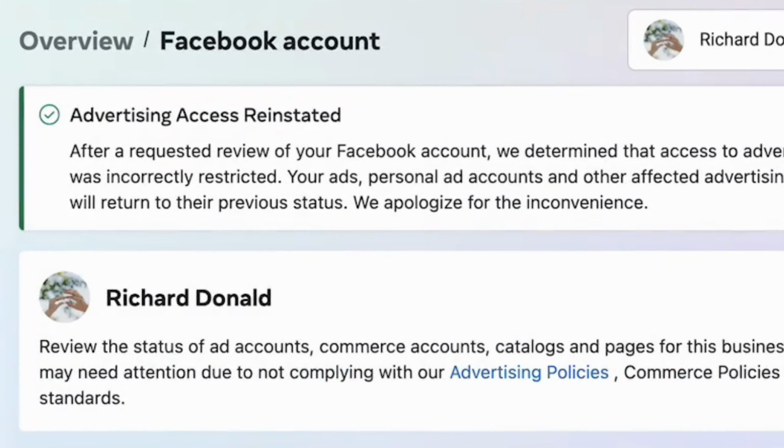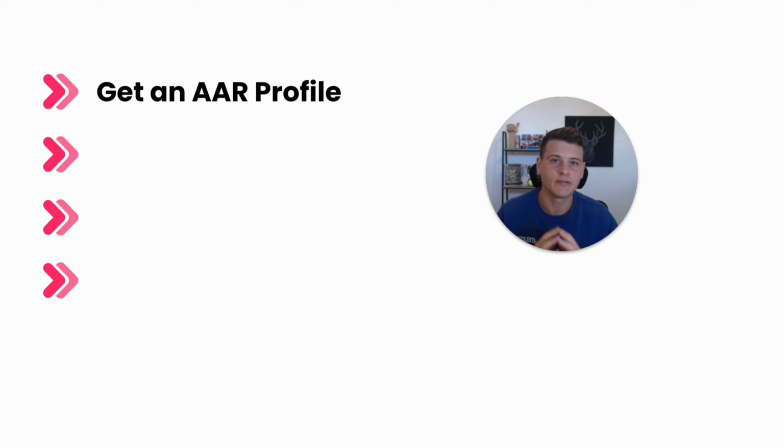Alright, so the first thing that we need for all of this to work will be an AAR profile. Essentially, an AAR profile is a profile that got restricted and then got reinstated, and these are by far the best profiles to use for running Facebook ads. The main reason is that they already got reinstated and they are less likely to get restricted again. And one of the main reasons to use these profiles is that you can get unlimited profiles, meaning that even if something happens, you can always go ahead and buy a new one. And it's not like using family and friends profiles, which doesn't really work, and you always have a limited supply.